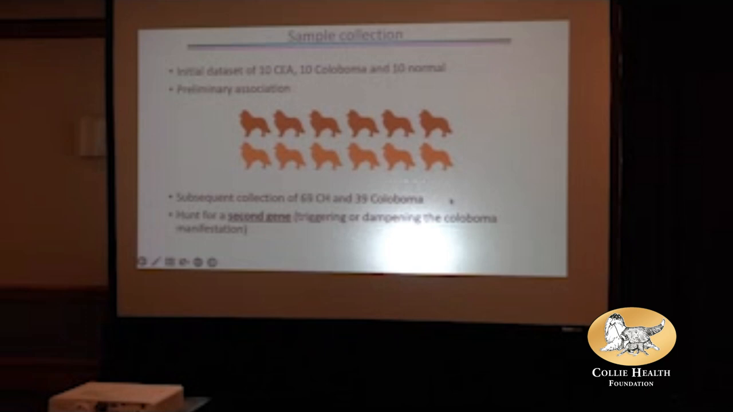So how would it proceed here? We started with a very small data set of 10 choroidal hypoplasia dogs, 10 colobomas, and 10 normal, and we carried out this preliminary association. But then, thanks to the Collie Health, we gathered 39 coloboma and 69 choroidal hypoplasia dogs. And this led us to run several statistical methods and strategies for the hunt for the second gene, the second hit, the second mutation.